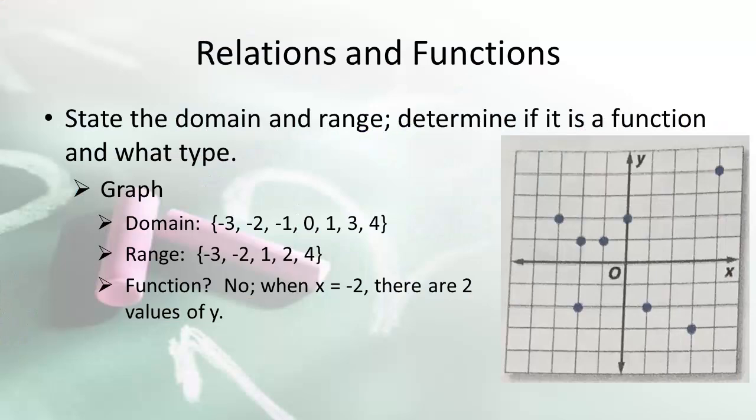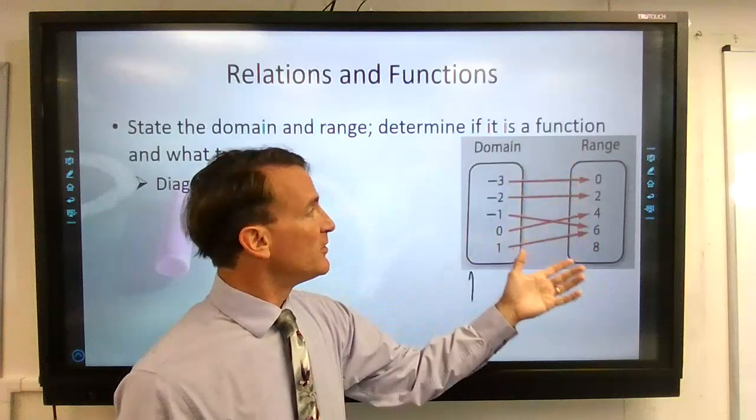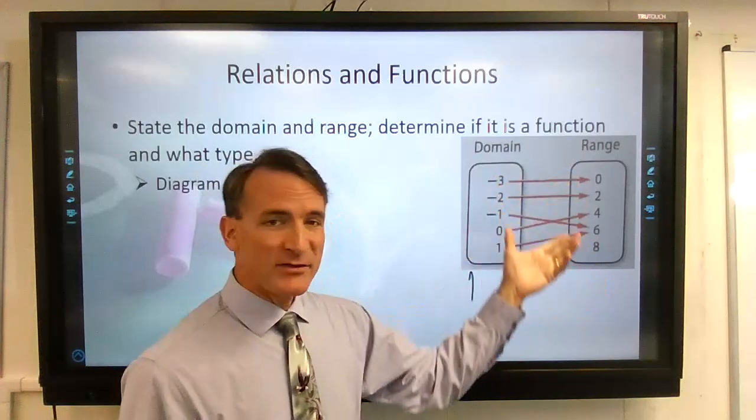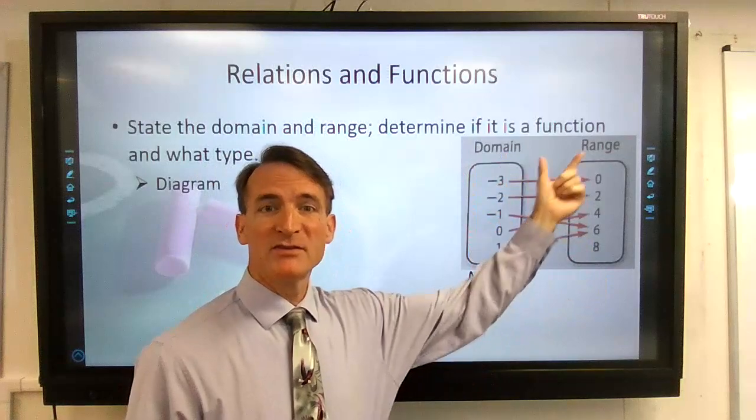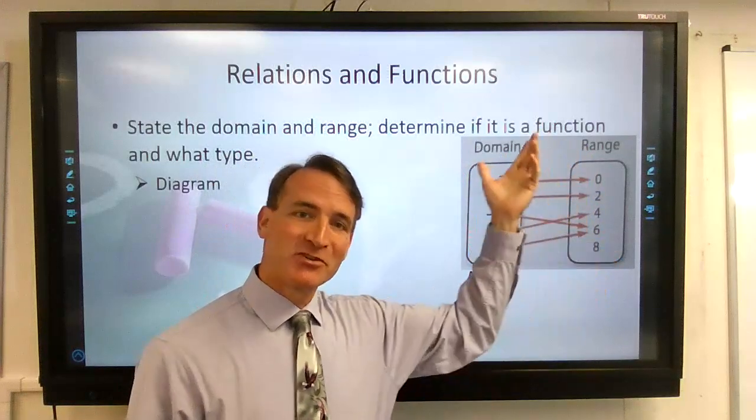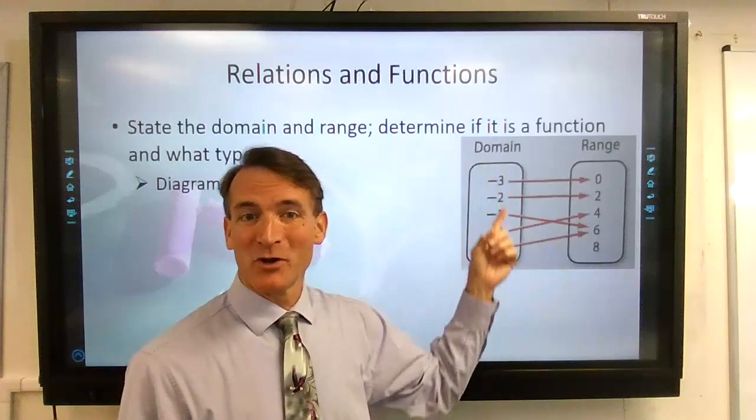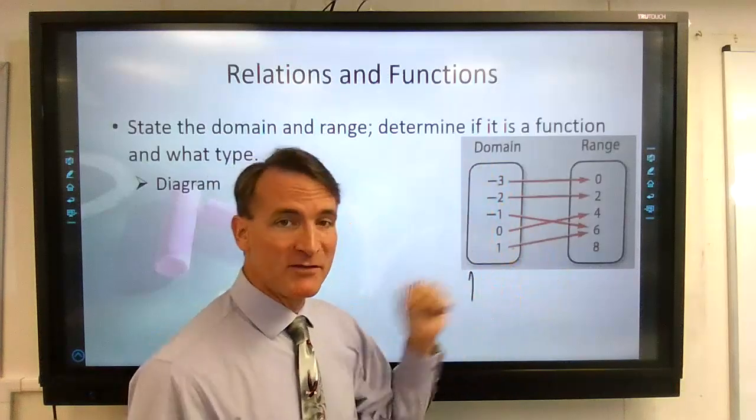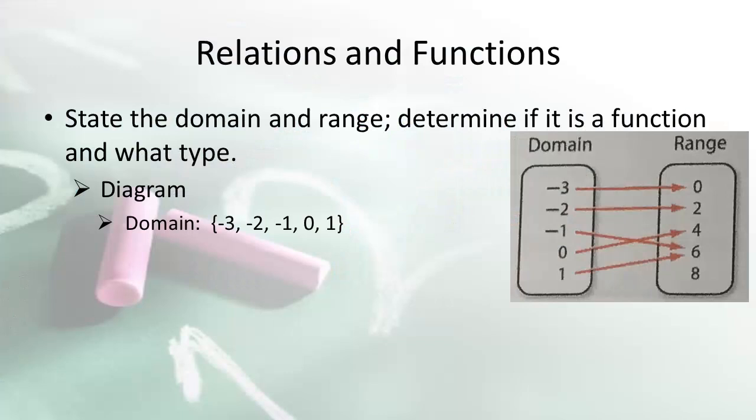All right, let's try another type, one where I give you the diagram of the figure. So here you have to look at the values. This is my domain, this is my range. In this particular case, we can list the domain. It's already listed for you. In fact, it's even in order. The range, you could also list that in order. That one shouldn't take you very long because they gave you both of them in order. So my domain is -3, -2, -1, 0, 1. My range is 0, 2, 4, 6, and 8.